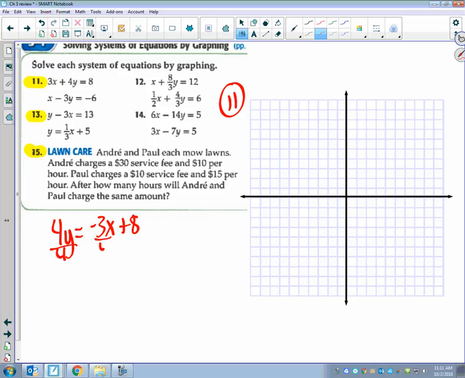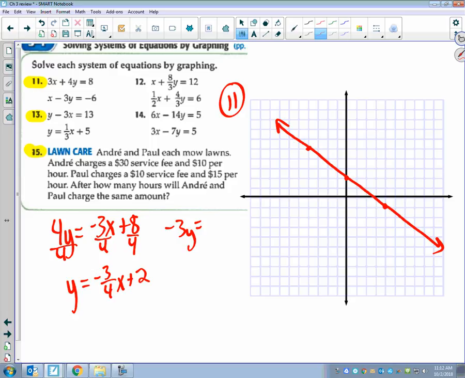So I would divide by 4. Then I would get y equals negative 3/4 x plus 2. So that would be up 3 and back 4, or down 3 and over 4. And if I did the other one in slope-intercept form, that would be negative x minus 6. So if I divide by negative 3, I get 1/3 x plus 2. So then I go up 1 over 3. And then very nicely, they intersect at the y-intercept.